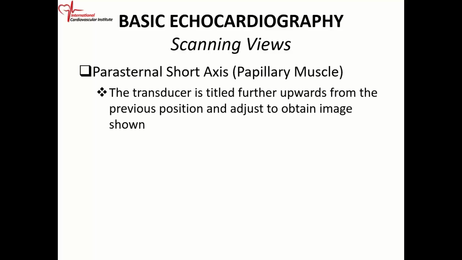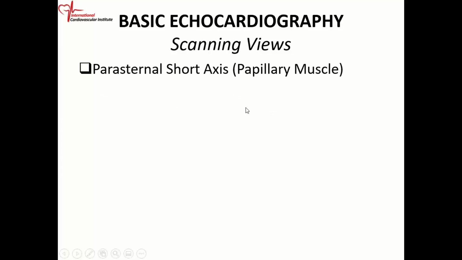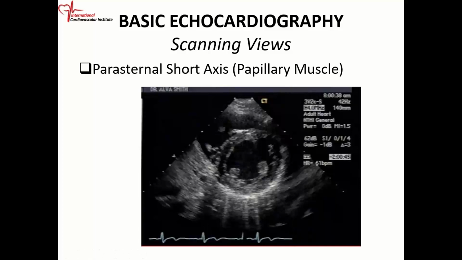If you move the head of the transducer upwards a little bit, you're just going to tilt it upwards a little bit, and you're going to get short axis at the level of the papillary muscles. So the transducer is tilted further upwards just a little bit from the previous position, and you adjust it to get this view. This is short axis at the level of the papillary muscles. These little humps are papillary muscles.